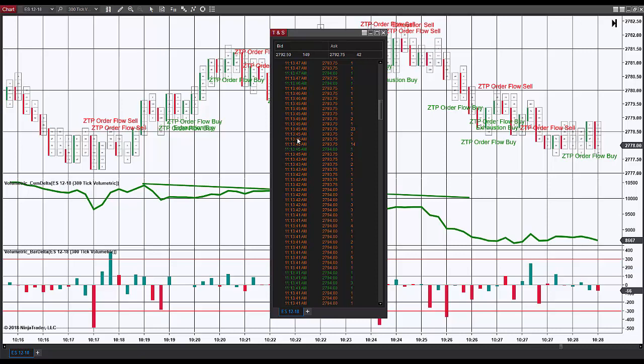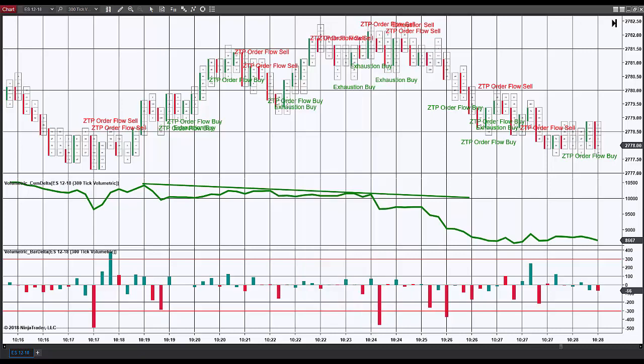Basically, you want to know where the large traders are trading at for a couple of reasons. First, you obviously want to be trading with them. But second, you also want to know when there's been a stop run. And I'm going to show you a couple examples of that on today's chart.